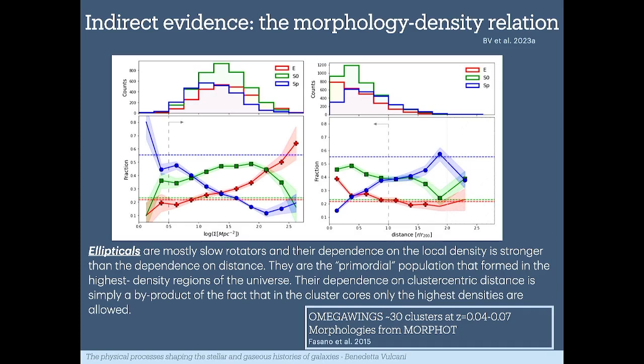Elliptical galaxies are most likely the descendants of the primordial population. Their fraction is always dependent on the local density. They've always been at the density peak, so these are really galaxies that have been quenched forever. Instead, we can look at the late spiral galaxies and S0 galaxies, and we can see some signature that actually these are the quenched population.